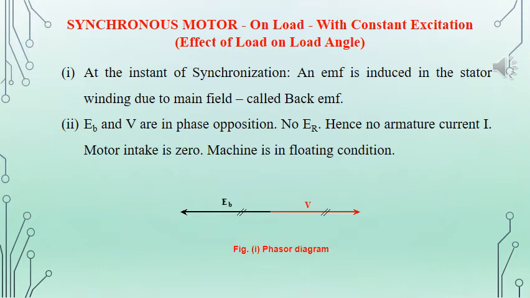So when the machine is run by an external means, just for the starting mechanism, the back EMF that is generated, as well as the voltage that is supplied to the armature winding, will be equal and in phase opposition. The magnitude will be the same but in phase opposition. So from the diagram it is clear that they are in phase opposition and the magnitude is the same, and there will never be any resultant voltage.